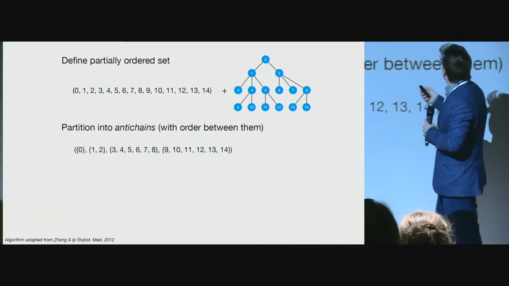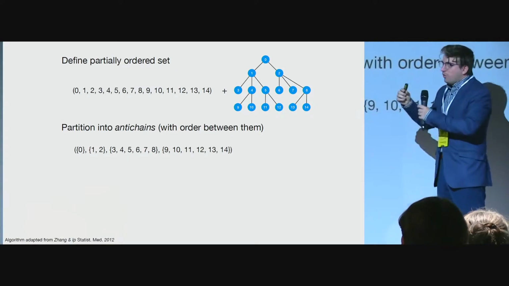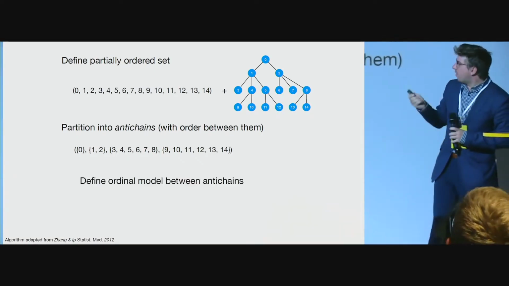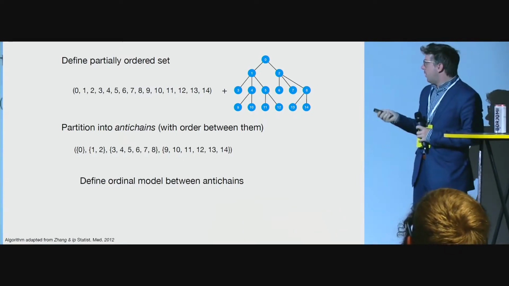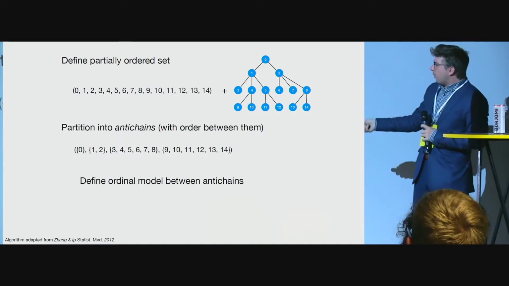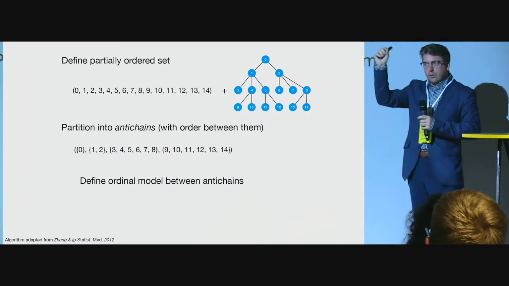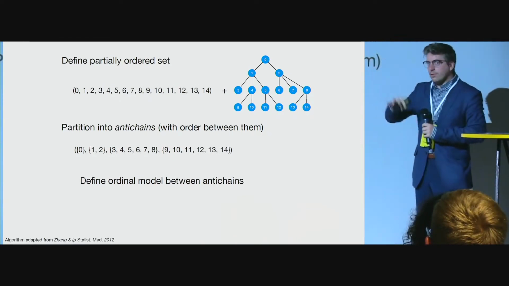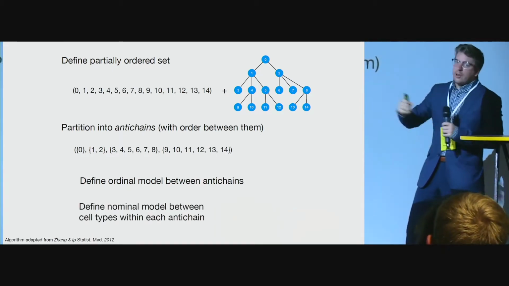So what you get here is that 0 is ordered above 1 and 2, which is one anti-chain, and then you have this ordering. And it turns out that it's pretty easy to work with this structure once you have done this partition, because you can define an ordinal model between anti-chains. So that's the thing I described before, where we're just looking at the different degrees of membership down these different classes. And then within each anti-chain, you make a nominal model.